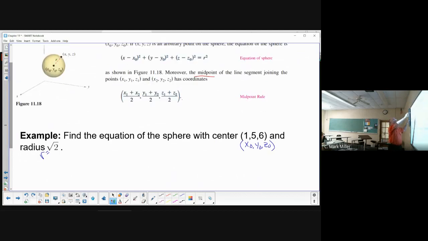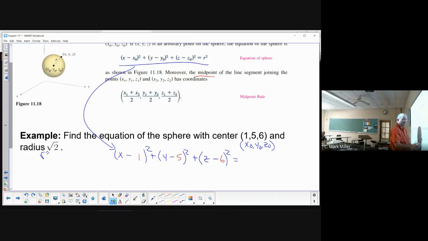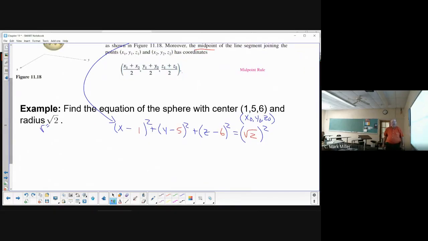So this is our form right here. Right, that's our form. So we plug in. X, Y, and Z don't get plugged in for. Those are going to remain in our final answer, right? So you're going to have X minus the X component, which is 1, plus Y minus the Y component, plus Z minus the Z component, equals the radius squared. And that is just going to be x minus 1 squared plus y minus 5 squared plus z minus 6 squared equals 2.